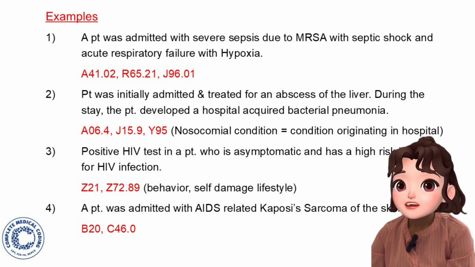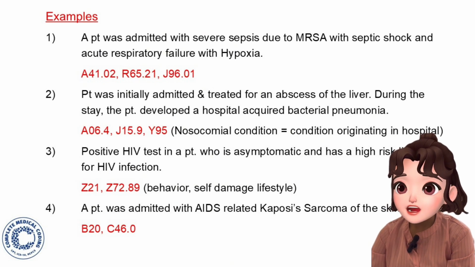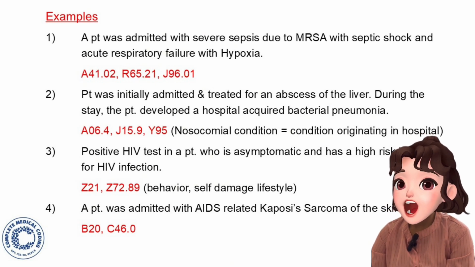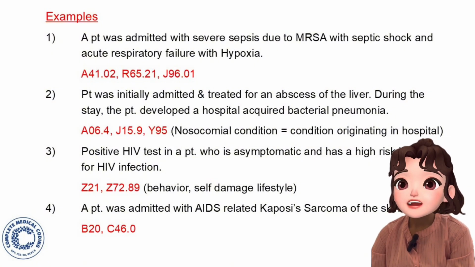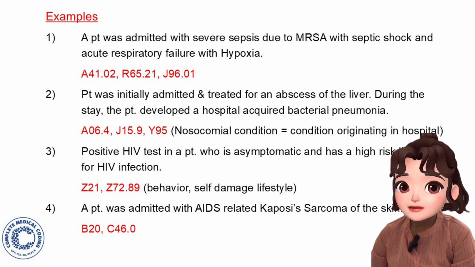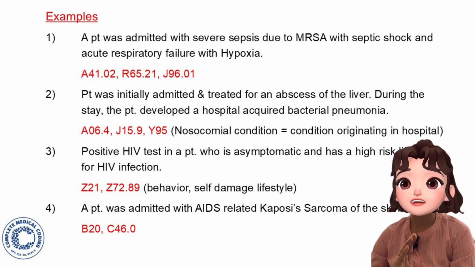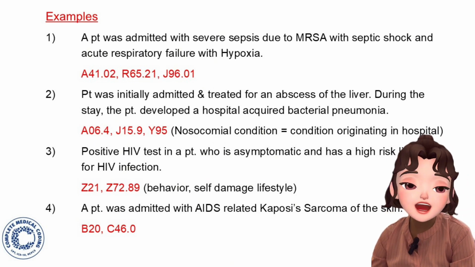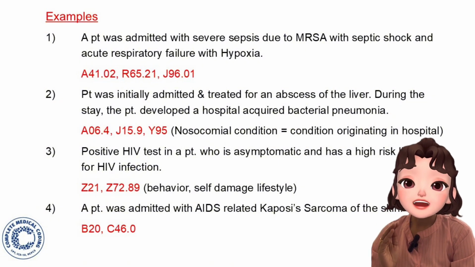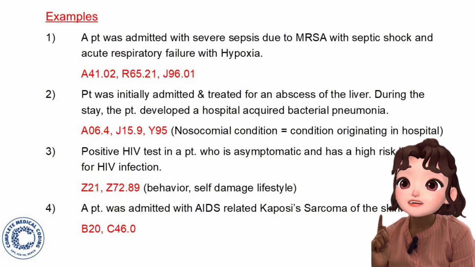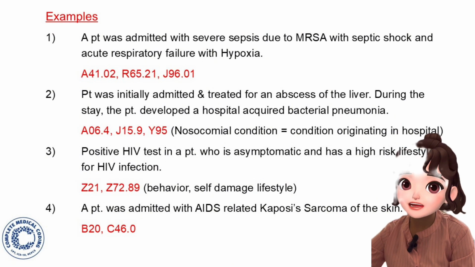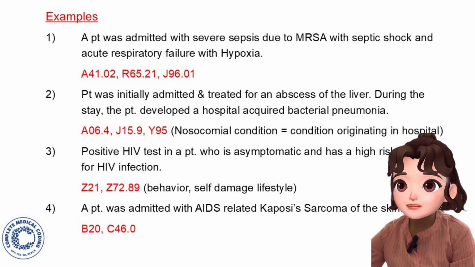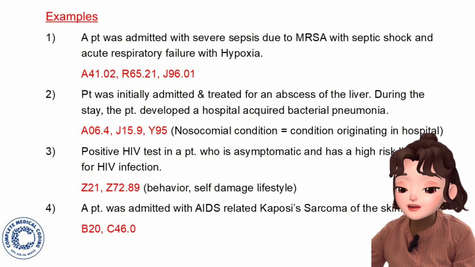Now third question. Positive HIV test in a patient who is asymptomatic and has a high risk lifestyle for HIV infection. So this is a positive HIV test patient, but he is asymptomatic. He is HIV positive, but he has no symptoms of HIV. So asymptomatic HIV it is, right? The asymptomatic HIV code is Z21, as I told you earlier.